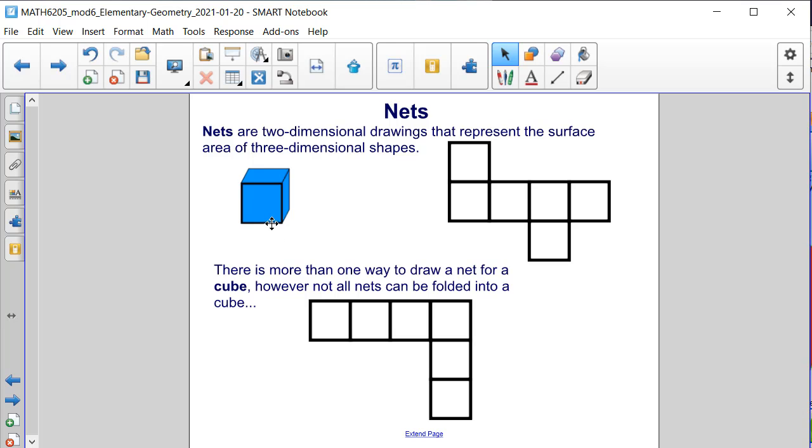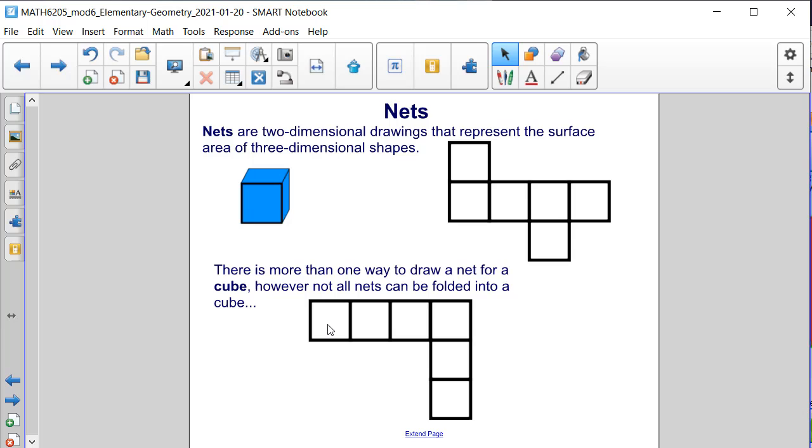So here we have a cube, and if we were to unfold this cube, we would have one side, and then we would have four sides linked together, and then another side across from the original. There is more than one way to draw a net for a cube. However, not all nets can be folded into a cube.